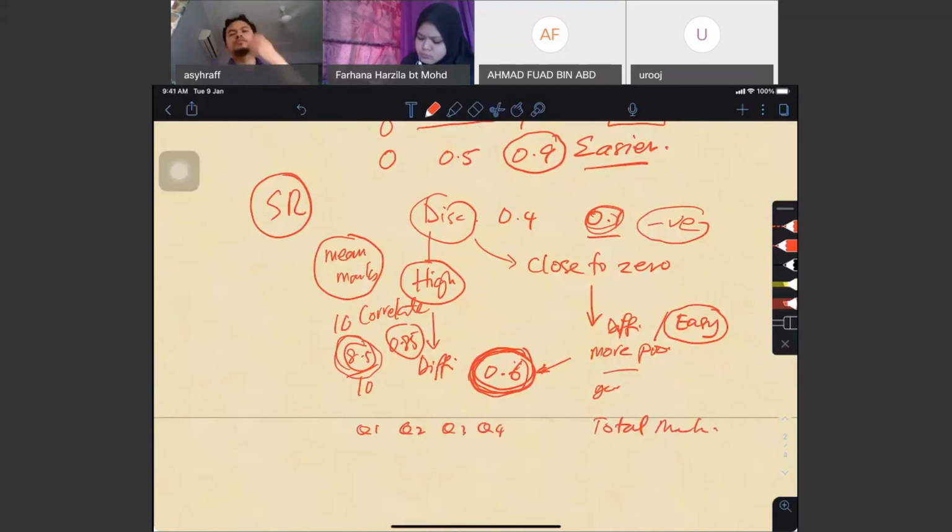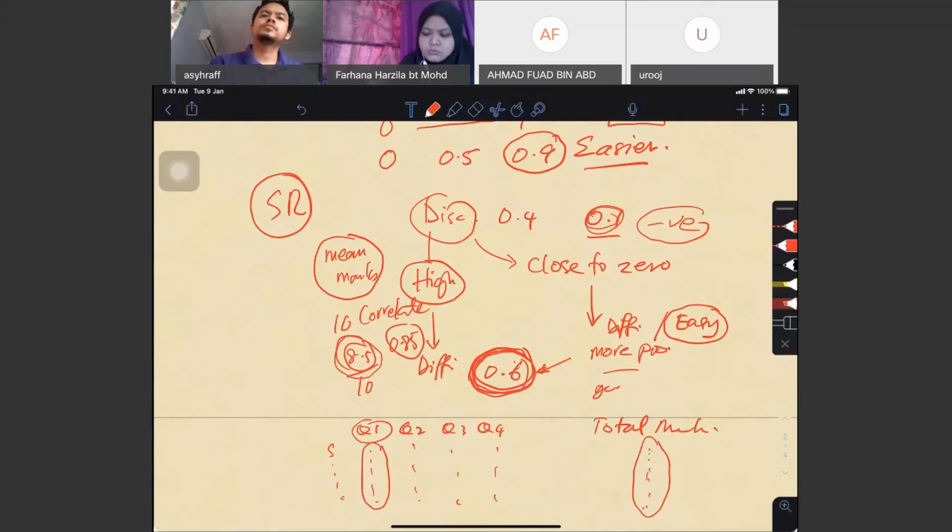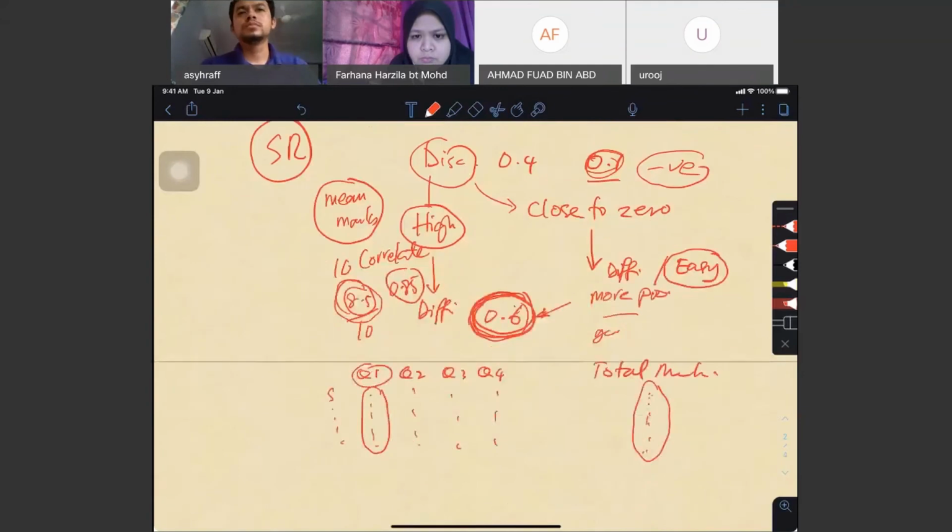So you have the students' marks here and total marks here. You can correlate this with this. However, you must make sure in the analysis, in the total marks, you must take out the marks for this question. Can you follow me? If not, it will be high because it is correlating to itself.